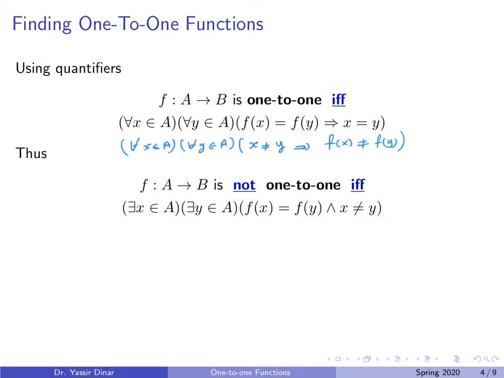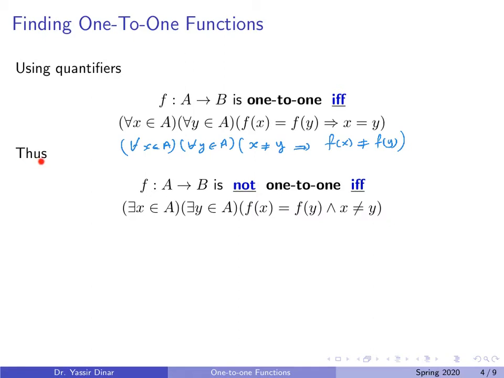And the fact that this means that different elements have different images comes from the contraposition. We know that this statement is equivalent to its contraposition, and the contraposition of this statement means that for every x in A and for every y in A, if x doesn't equal y, then f of x is not equal to f of y. That means different values of x in A give different images in B.